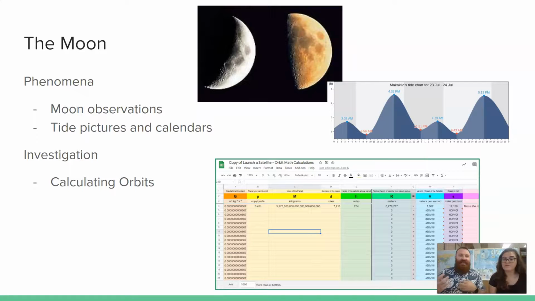So there's a game that's actually really fun. It's a computer game that students love playing around with. It's the orbit game. And it kind of gives them a sense of what an orbit is and how mass and velocity and distance are all related in calculating orbits.